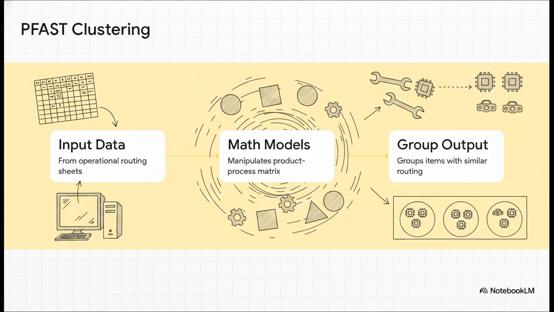The process is pretty straightforward. First, you input spreadsheet data right from your operational routing sheets. This tells the system exactly where every single item travels on the shop floor. Second, the PFAST software does the heavy lifting, mathematically manipulating the product process matrix. Finally, it groups products with similar routings into highly coherent families. This is a real game changer because it allows highly customized, different products to pass through common, cell-like configurations with just minor setup adjustments. You maintain the integrity of the value stream without sacrificing any of your flexibility.